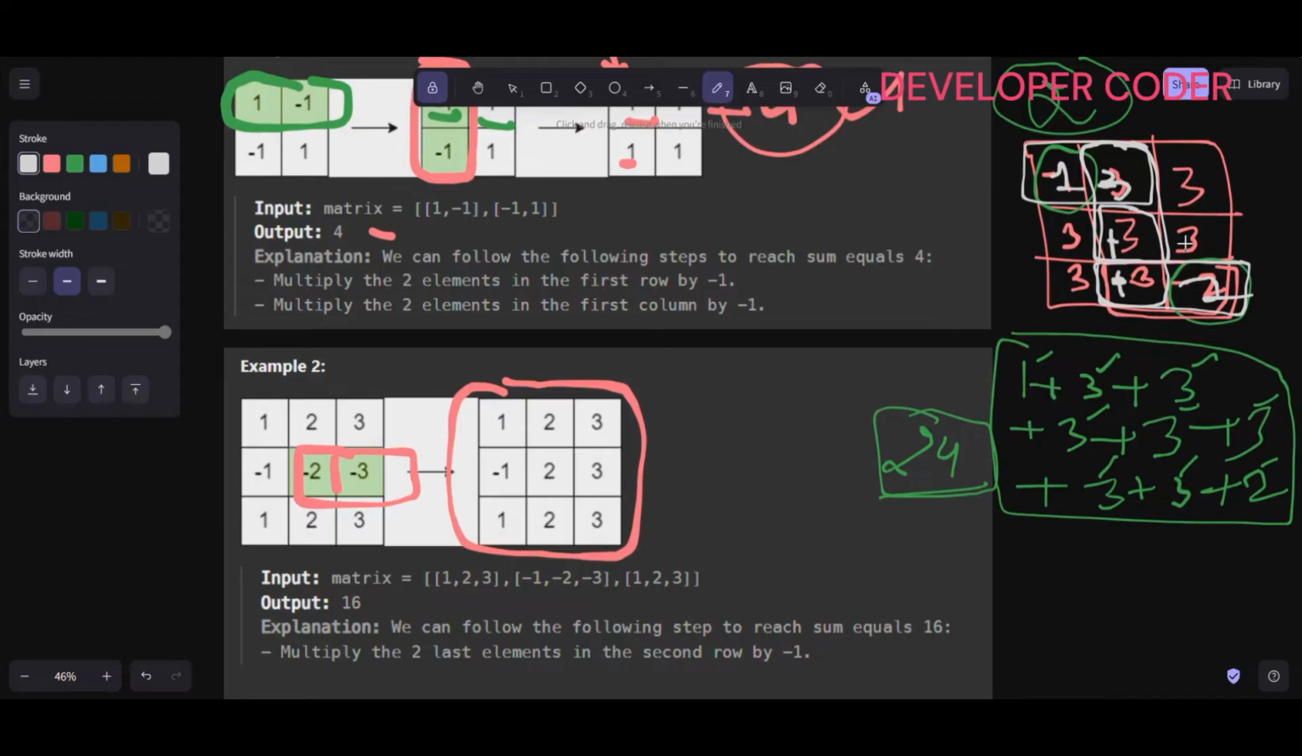In the starting this was negative and this was negative, so I am able to make all the numbers positive. From here, one thing is clear: if the count of negative numbers in my matrix is even, then I can make all the elements in my matrix positive. So in that case, simply do the summation of all the numbers, the absolute elements summation.